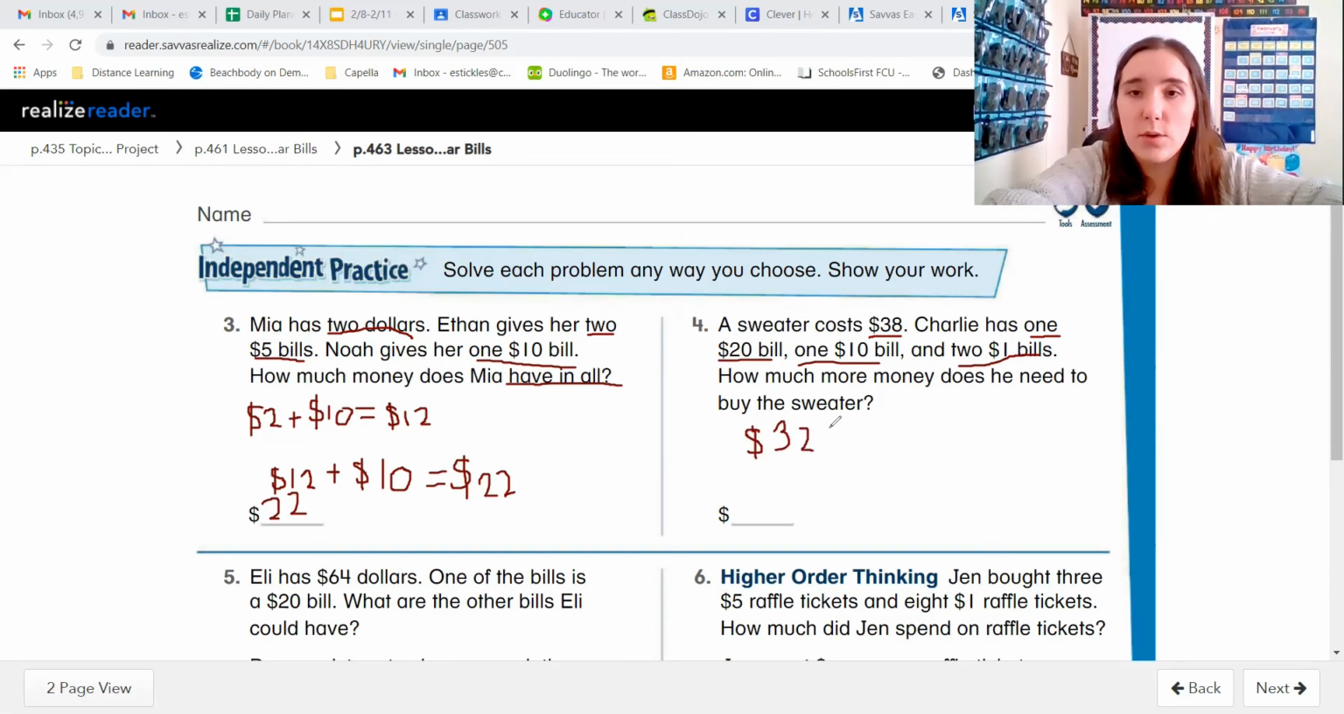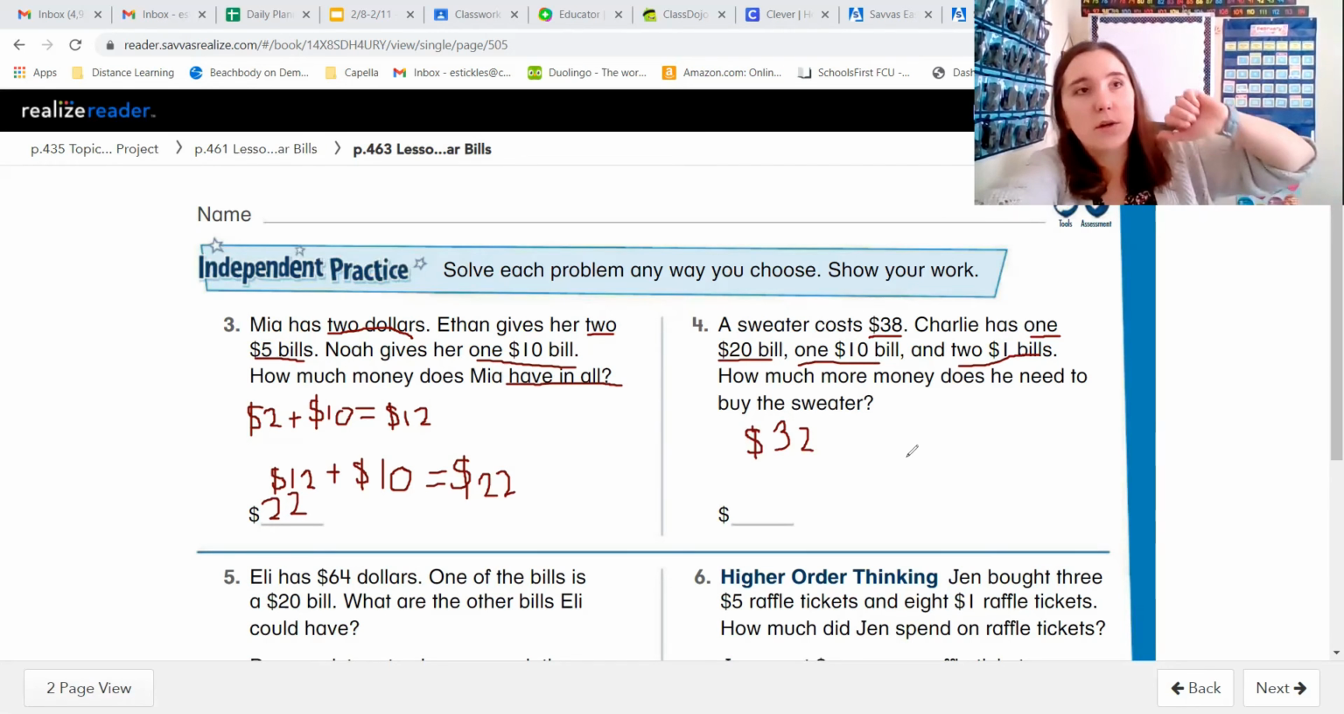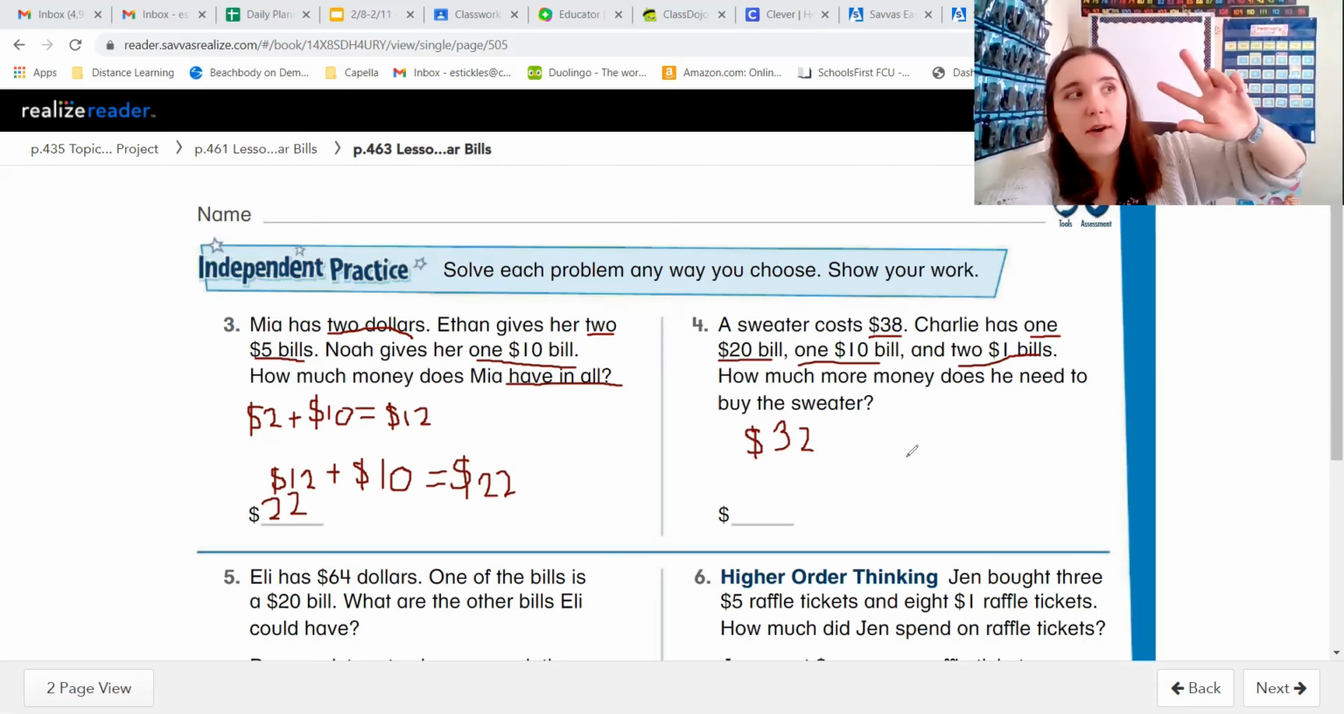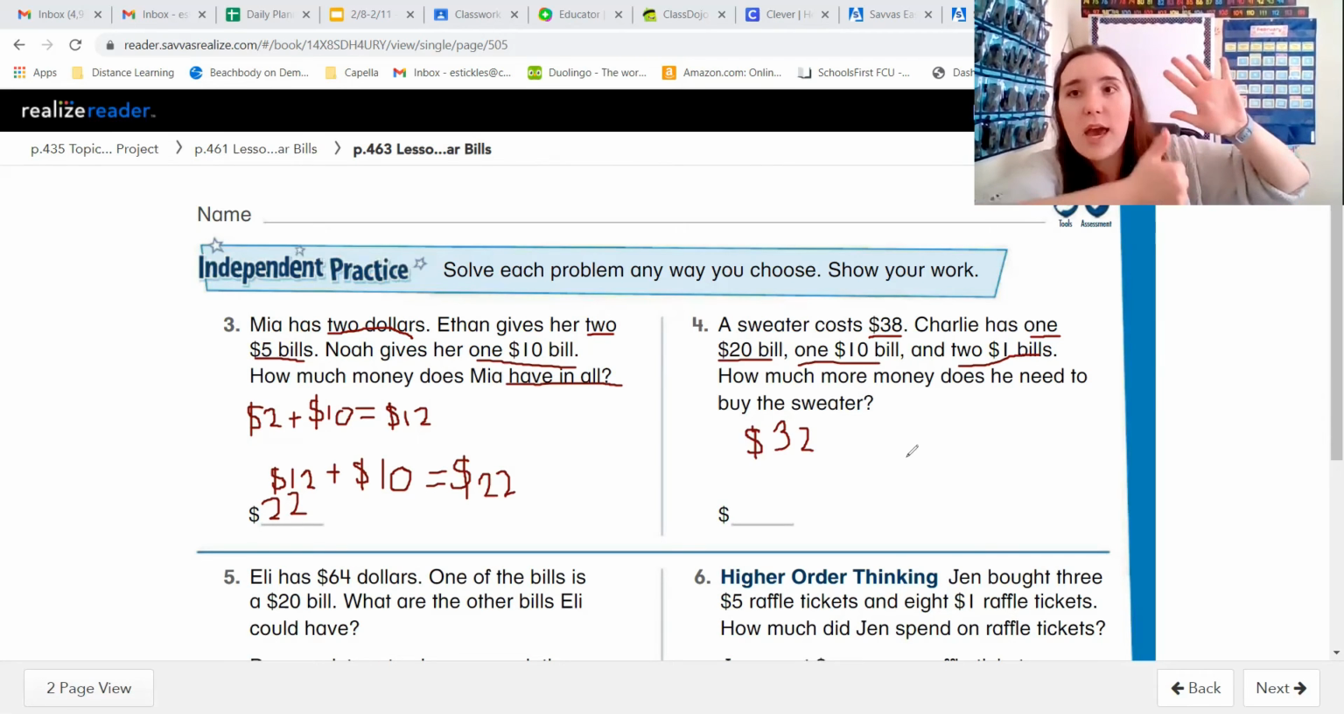Now, if he wants to buy a sweater that costs $38, I need to figure out how many more dollars he needs. So I'm going to count up. I'm going to start at 32 and count up until I get to 38 and see how many more dollars I need to have to buy that sweater. So 33, 34, 35, 36, 37, 38.